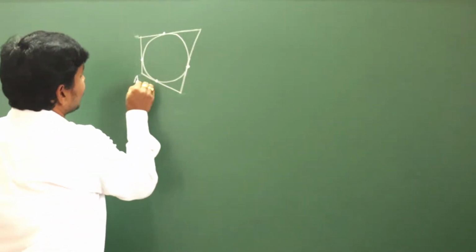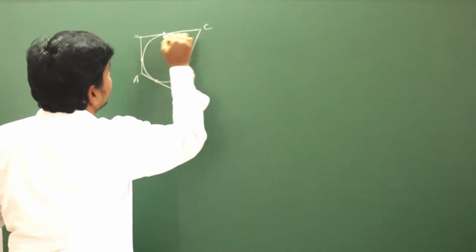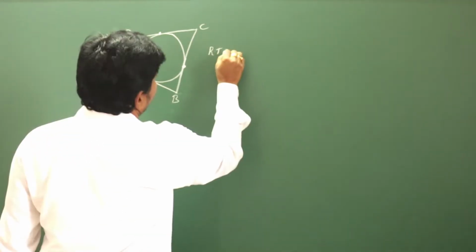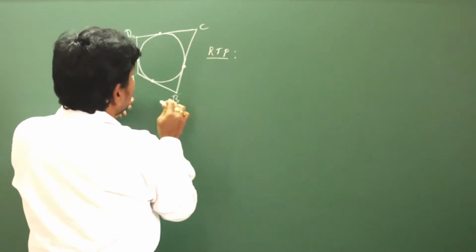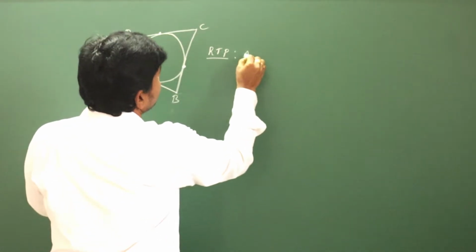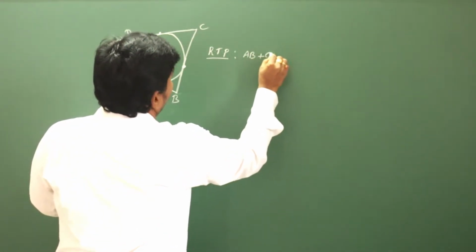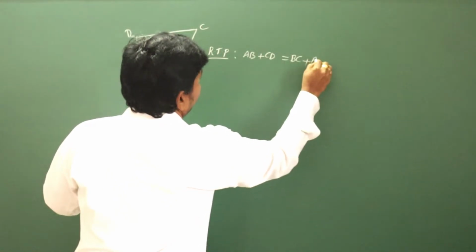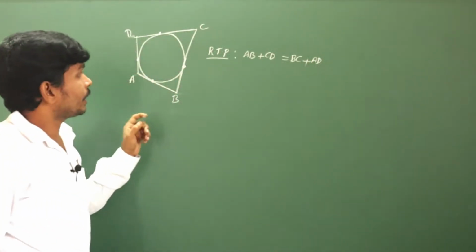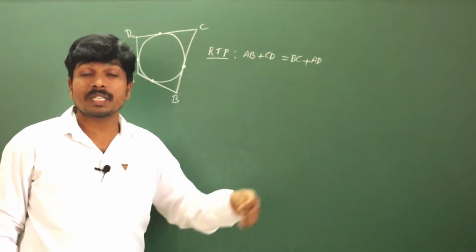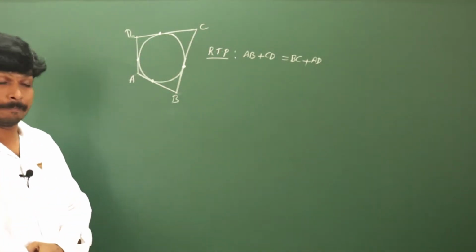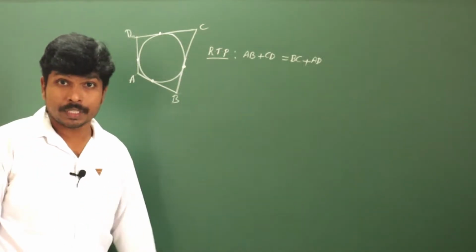So your quadrilateral name is ABCD. It is a circumscribed quadrilateral. In a circumscribed quadrilateral, the sum of the opposite sides are equal. BC plus AD. Definitely the sum of the opposite sides are equal. This is the most important result. Okay, try to prove it.